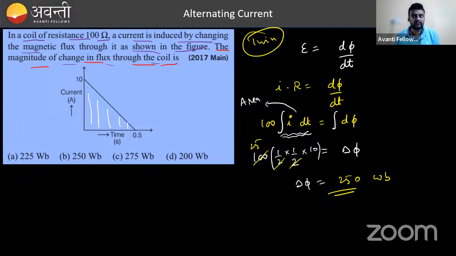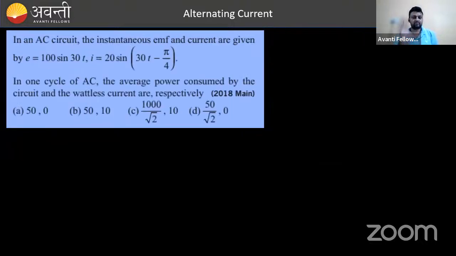What I did: they want us to calculate change in flux, and for that we need to recall one formula, that is EMF is equal to d phi over dt. No other formula you need to know. Put the values. E is equal to IR, I dt is the area, and you will get 250. 250 is option number B. Clear? So this is going to be the last question that we are solving. You can take 1 minute of time again to solve this question.